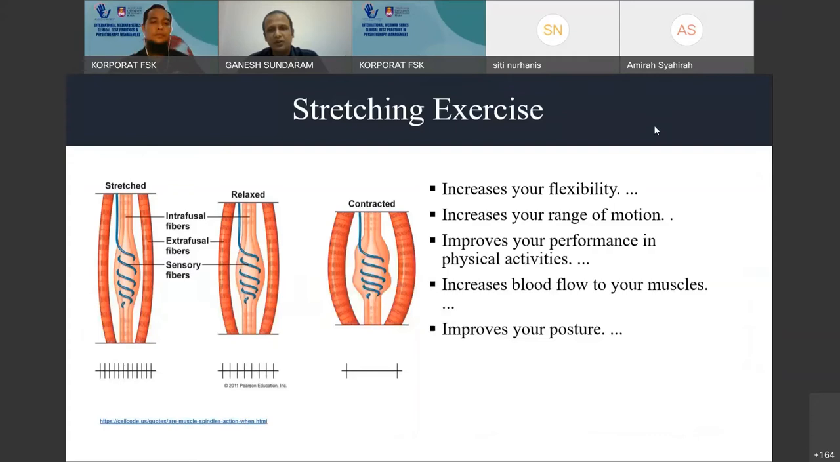Stretching, we all know it increases the flexibility. It increases range of motion. It improves your performance in physical activities. It increases blood flow to your muscles. It keeps your posture good.